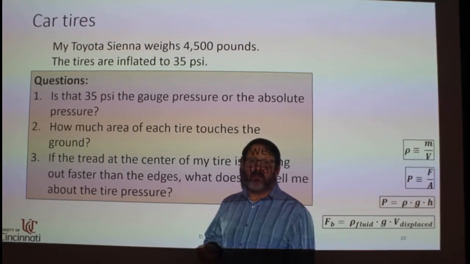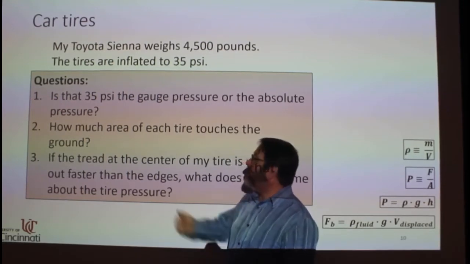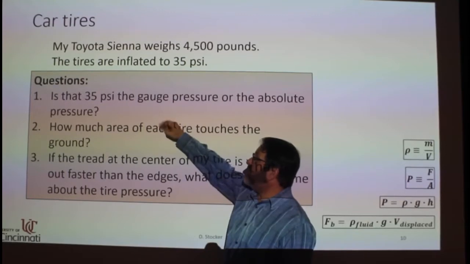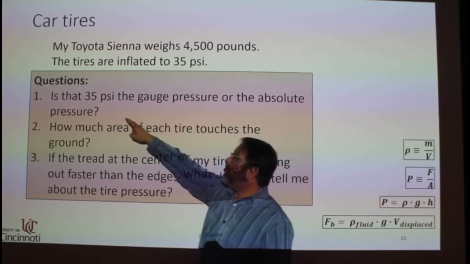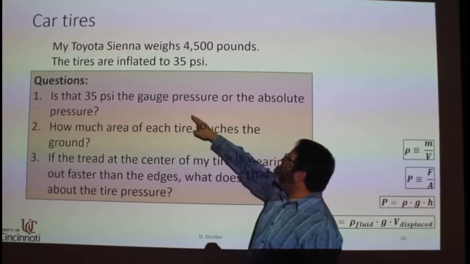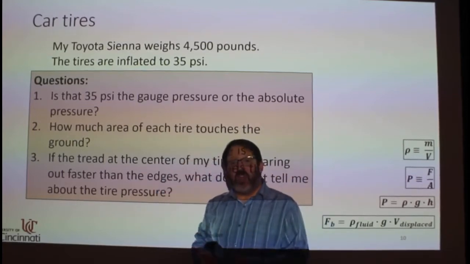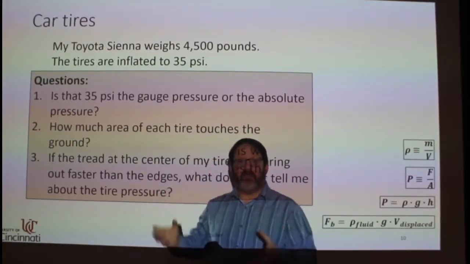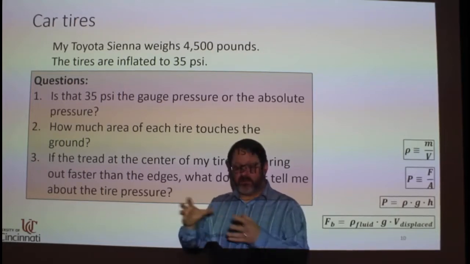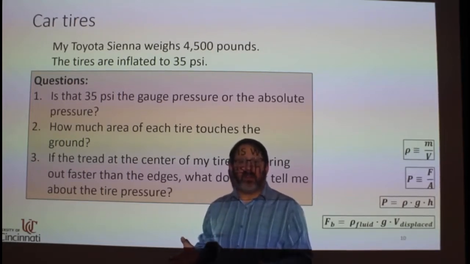We'll be needing to convert that to SI units, but we can actually answer the first question before we do that. So the 35 psi, is that gauge pressure or absolute pressure? Well, if the tires have no air in them, there's not a vacuum inside the tires. They're full of 1 atmosphere of air.